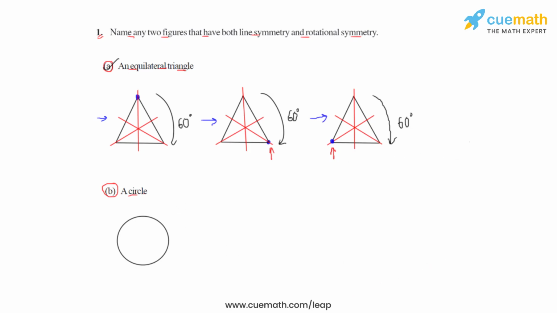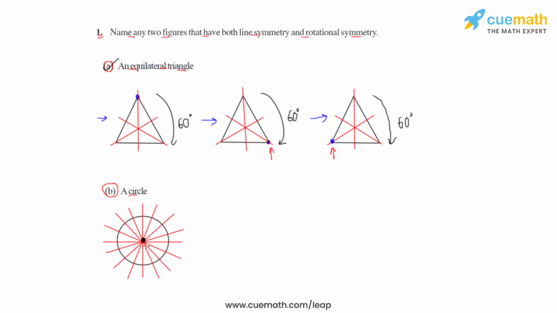Now in a circle, a circle is the most perfect symmetrical figure because it can be rotated around its center through any angle, and at the same time it has an unlimited number of lines of symmetry. If I consider these lines, where these lines meet at this point, which is the center of the circle, and all these are diameters, we can say that a circle forms line symmetry with its every diameter, and it has rotational symmetry around the center for every angle.